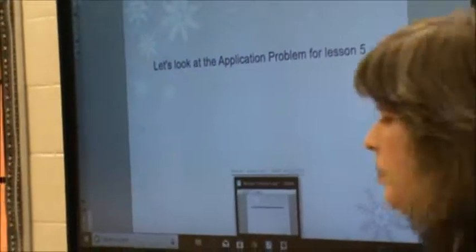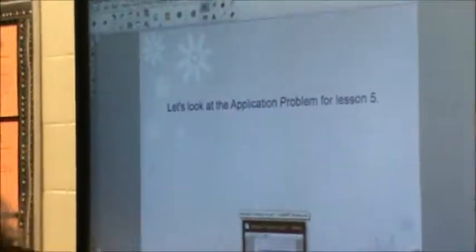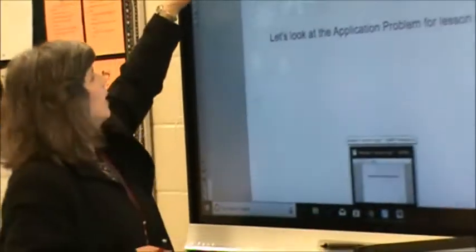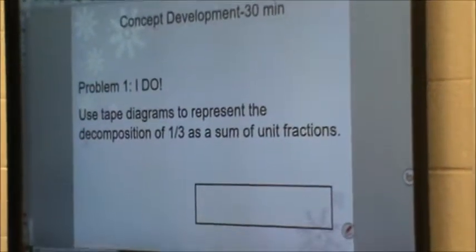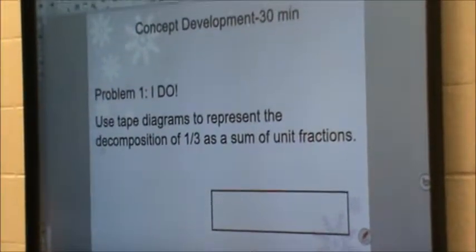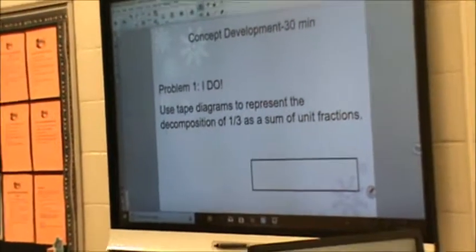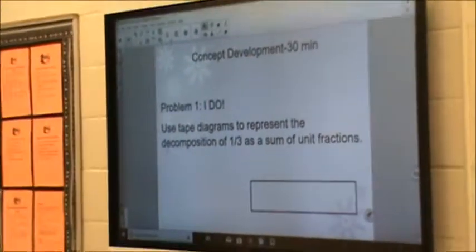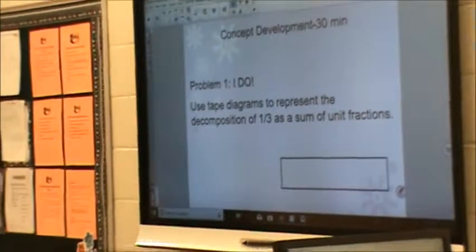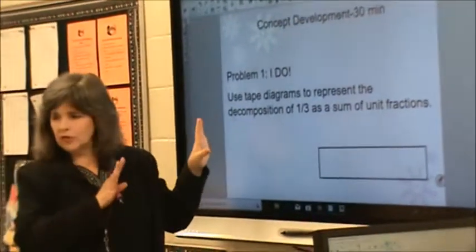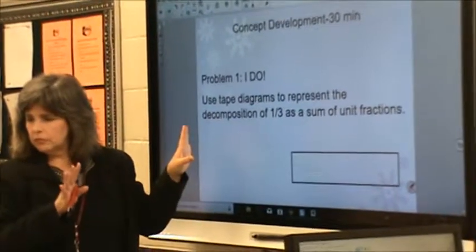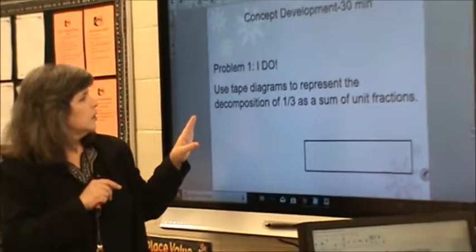So let's move on a little bit to what we're going to be learning today. Just kind of set your application problem aside. I'll take that up later. Now, a little bit different today. We've been working a little bit on equivalent fractions, understanding that things can be the same but still different. Just focus up here, put your markers down, and let's just take a look. Then we're going to do one on our own.